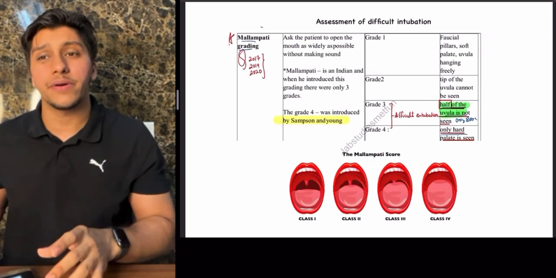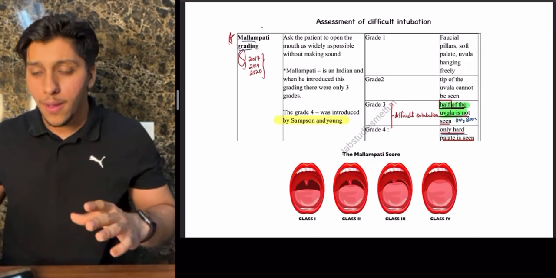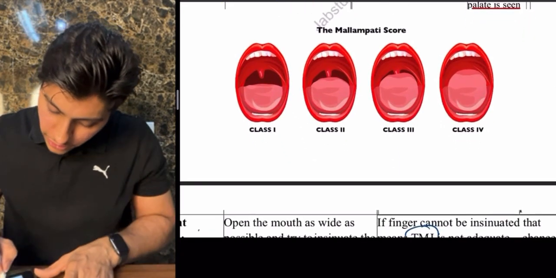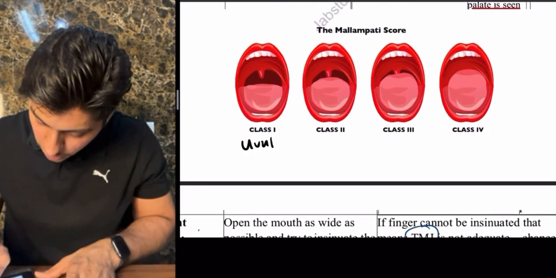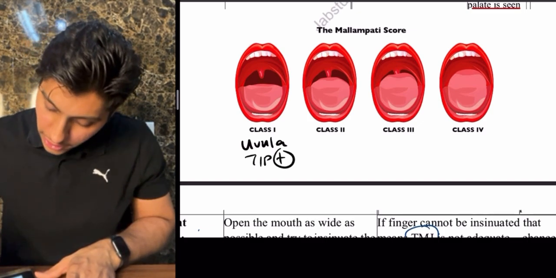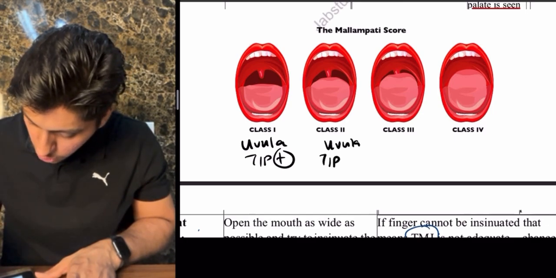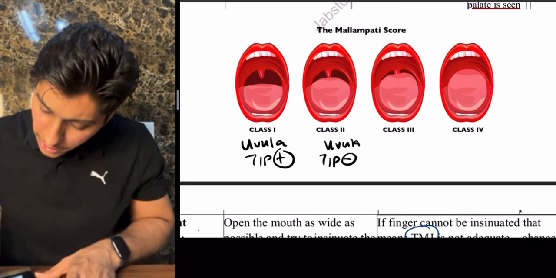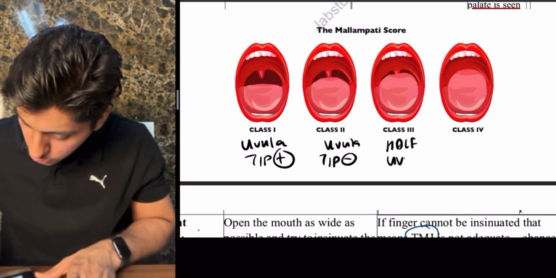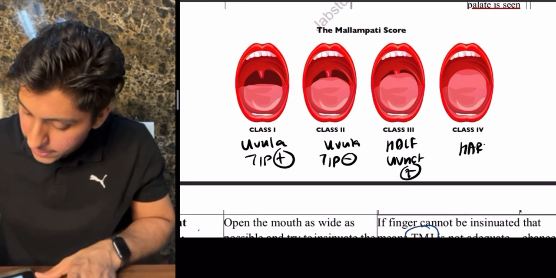Now, what you have to remember in this is, I have given a lot of details over here, like facial and stuff like that. But usually what they ask is what I'm going to talk about. First thing is the uvula. Class 1 is tip is visible. Okay. Class 2 is uvula tip not visible. Okay. Class 3 is half of uvula visible. And class 4 is when only the hard palate is seen.